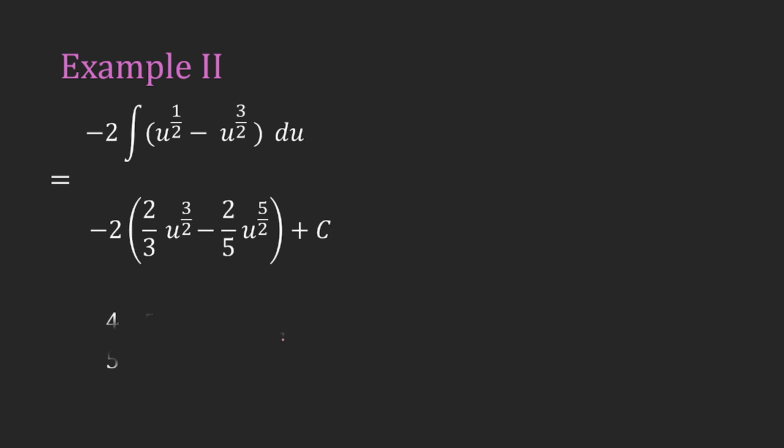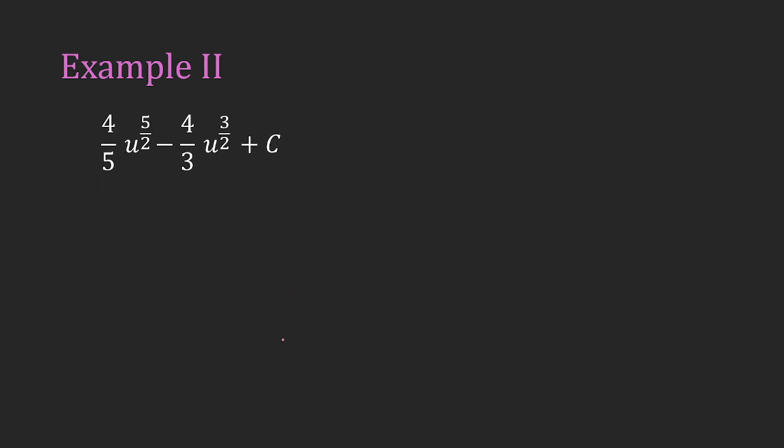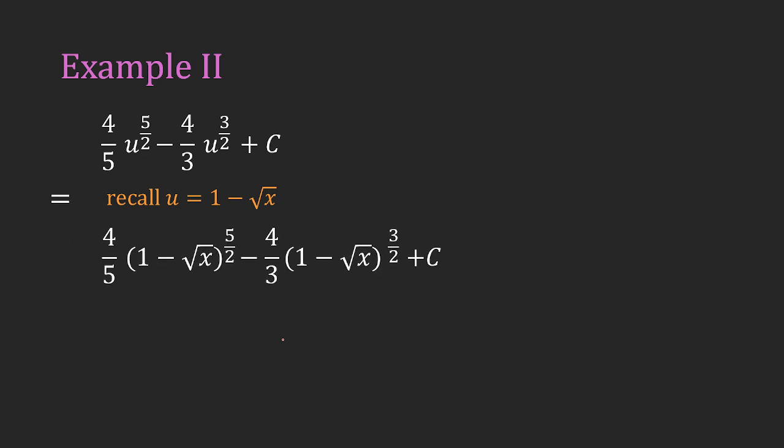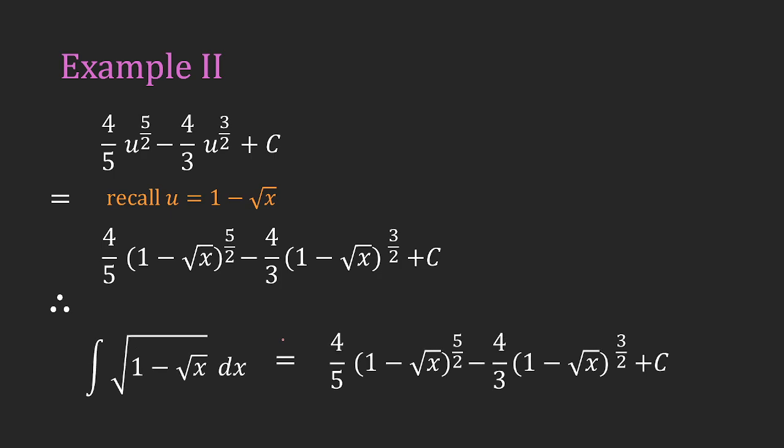So now let's just distribute those negative 2's inside, and we'll get this expression here. And I want us to bring that up here and recall the substitution we made, which was u equals 1 minus the square root of x. So let's go ahead and make everything in terms of x again, and just directly substitute that back in. And now we can make the conclusion that this nested root integral is equal to this fat expression over here. All right, cool.